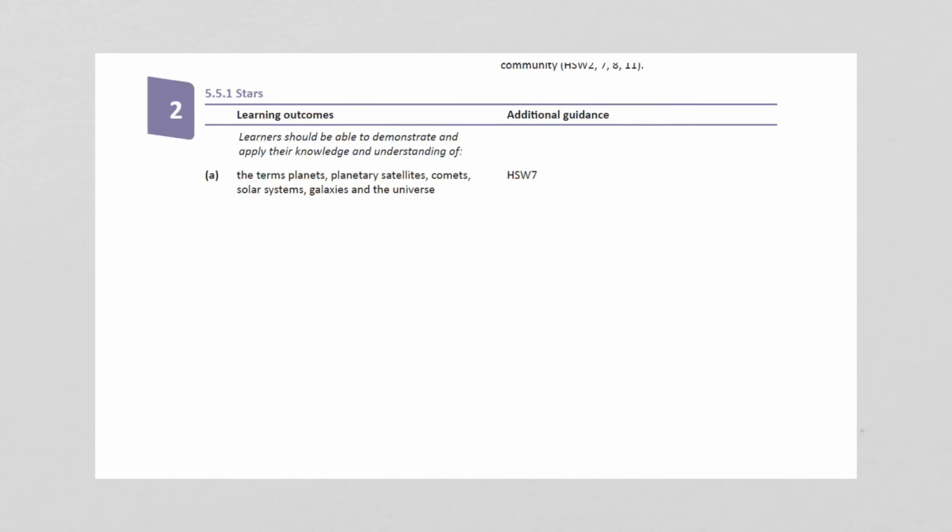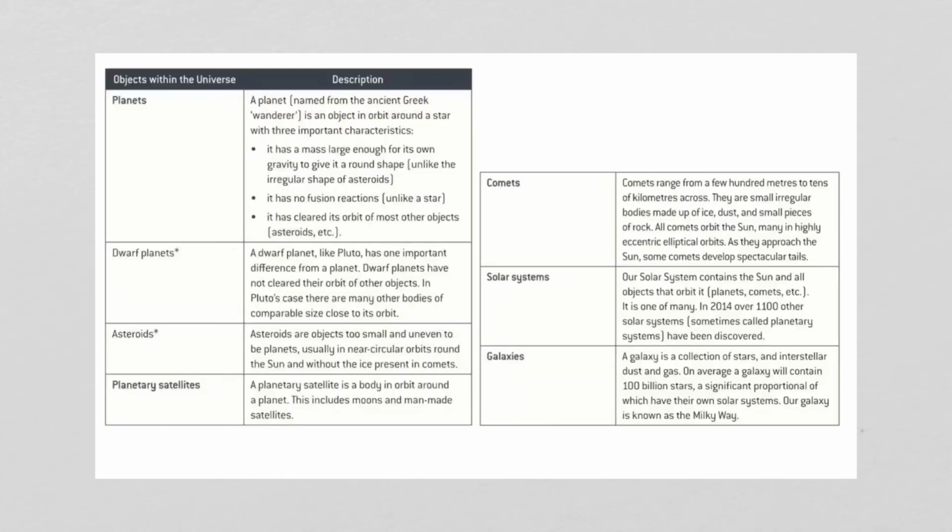So we'll start with the first thing, the idea of what a planet is, what a planetary satellite is, what a comet is, what a solar system, galaxy, and what we mean by the universe. Now, in your book there is a table, and it looks something like this. So it goes through what each of it is and what the description is.